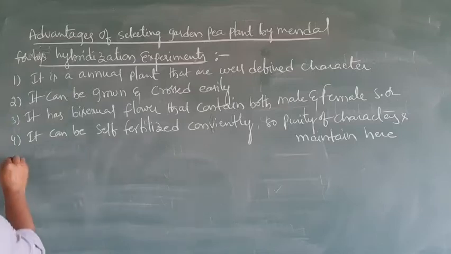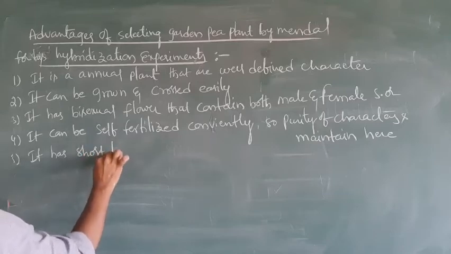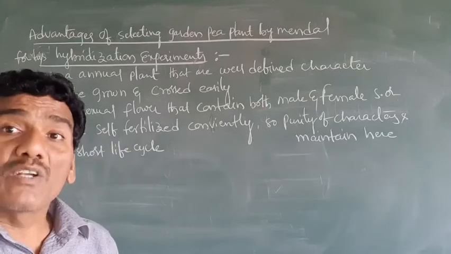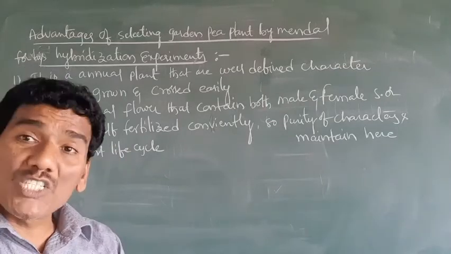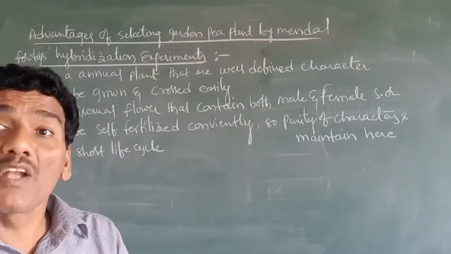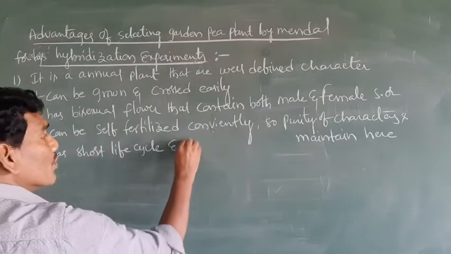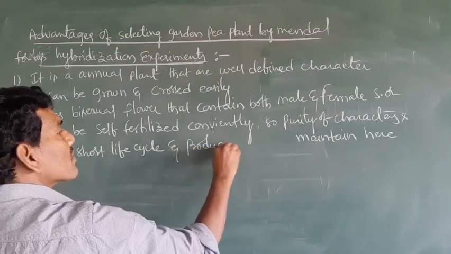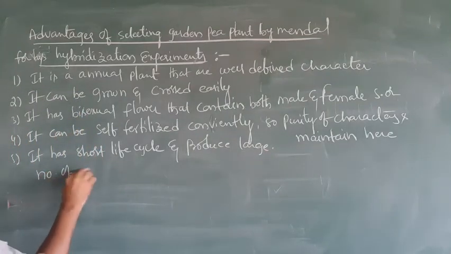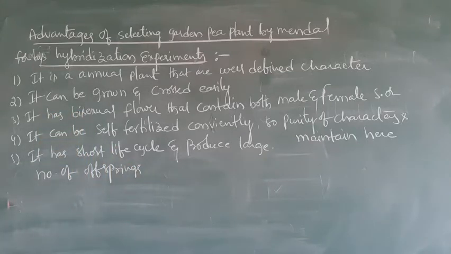Next one, it has a short life cycle. Approximately the pea plant grows in 2 to 3 months. In between 2 to 3 months, the plant produces a large number of offsprings. That's why it has a short life cycle and produces a large number of offsprings. This is also one more advantageous character of a pea plant.